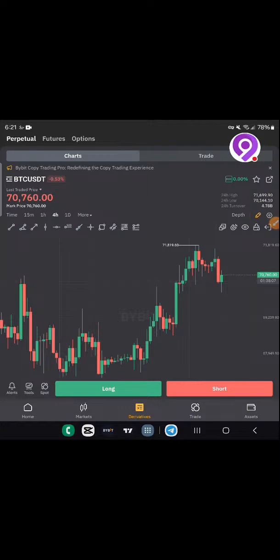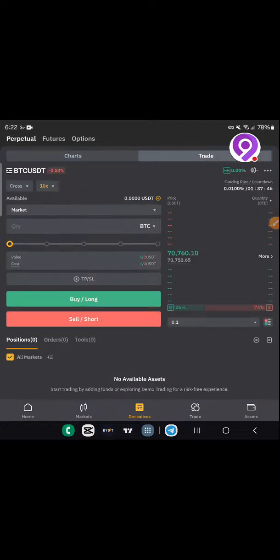Now, this is the chart. As a futures trader, I usually recommend you use TradingView. If you don't have TradingView, I have a video that will teach you how TradingView works. Yeah. So let's go all the way. Currently we are on derivatives. Then let's move to trade.